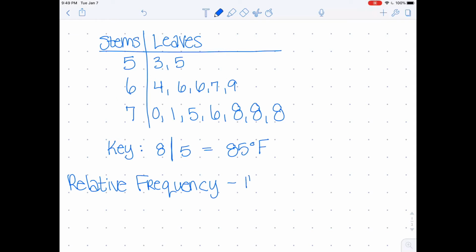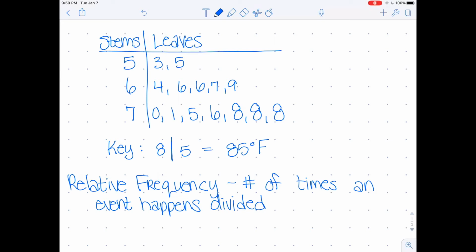So when I think about relative frequency, I think about how often something happens. So this is just the number of times something happens, or the number of times a number shows up. So the number of times an event happens, and that is then divided by the total number of trials. In most cases, it's the total number of how many numbers there are.